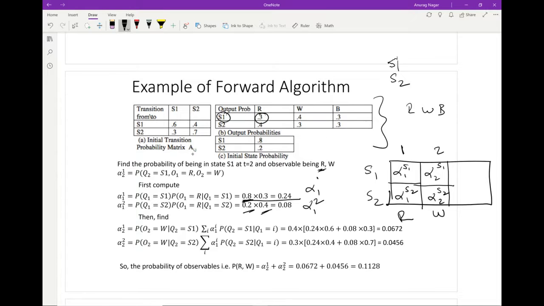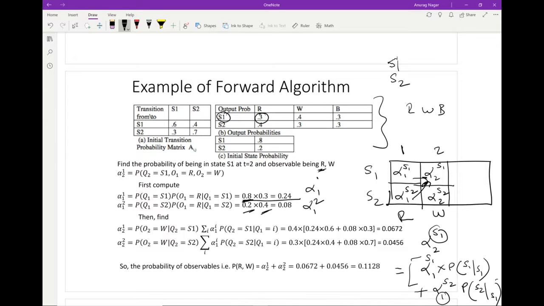Now, what is alpha time 2 state 1? Well, this could be two things. This could be alpha 1 S1 multiplied by a jump from S1 to S1, plus alpha 1 S2. So it's going to be this jump or this jump. Alpha 1 S2 multiplied by probability of S2 to S1.